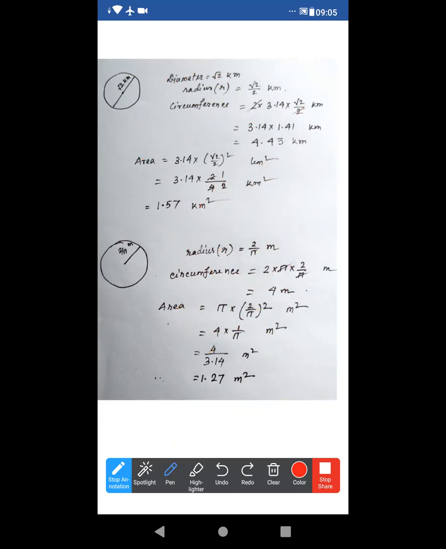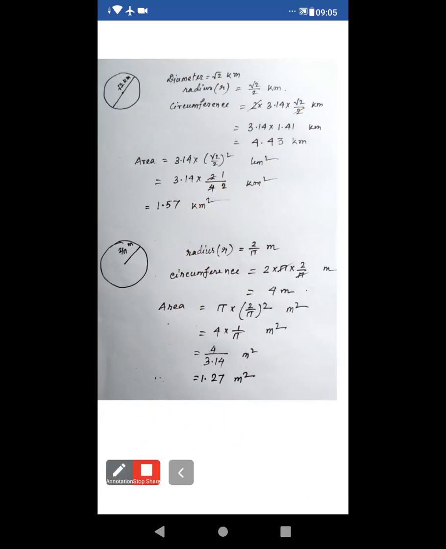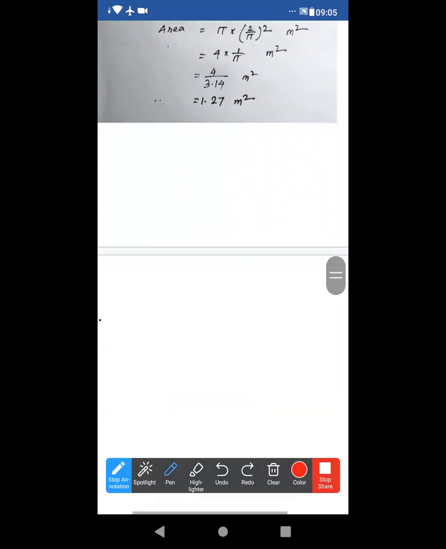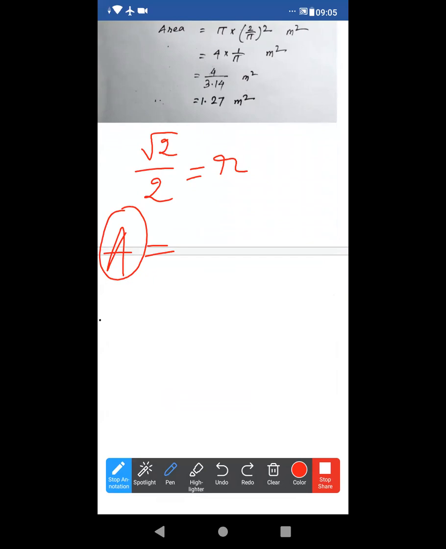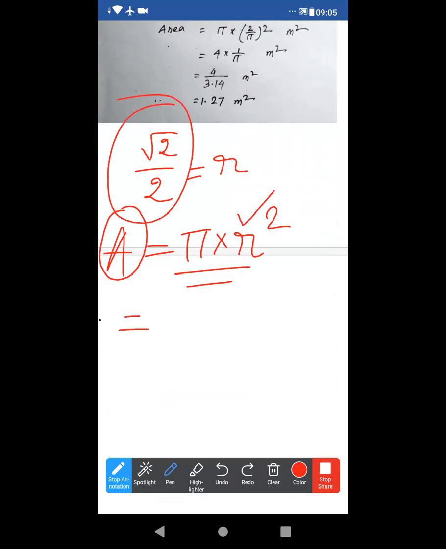Now in case of area, where you can face the problem, just look at this. In case of area, basically the radius is given, r is √2 by 2. Now area means what? I am just denoting it by A. Area means pi into r square. Unit square, I am not mentioning the unit right now. At first, let me explain. Pi into r square. R means what? √2 by 2. That means pi into √2 by 2.